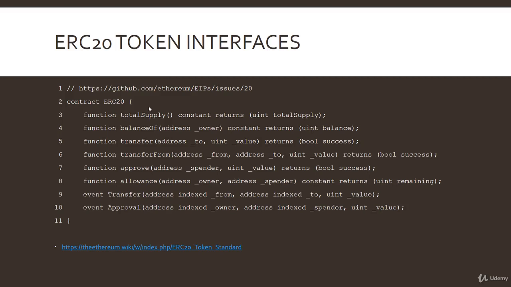The ERC20 token contract also has 2 events that get fired, once during a transfer and once during an approval. You can have a look at the ERC20 token interface on the website ethereum.wiki/w/index.php/ERC20_token_standard. And we are going to work a lot with this ERC20 token. And of course, we're going to play around with it in the next few lectures. Stay tuned until we are playing around with it.